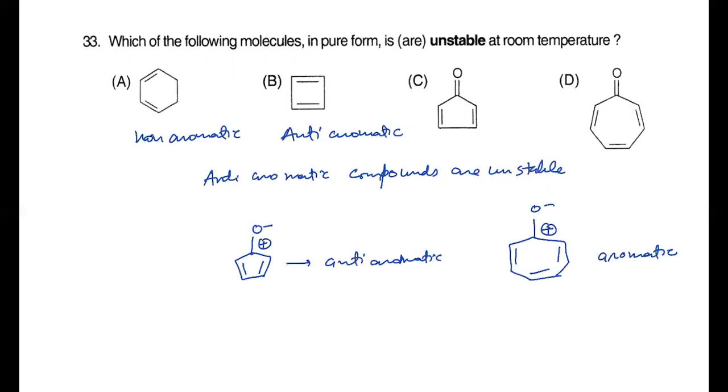Okay. So anti-aromatic compounds are unstable. Compound A is non-aromatic, D is aromatic, so D is more stable. After that it is A. B and C are unstable compounds due to anti-aromatic character. So the answer must be B and C.